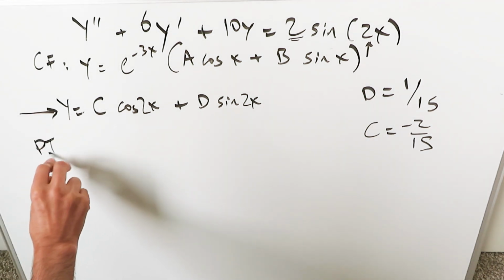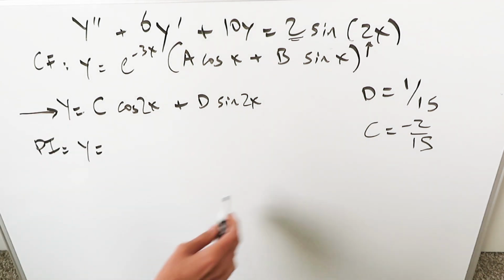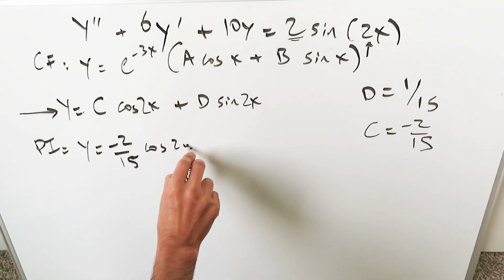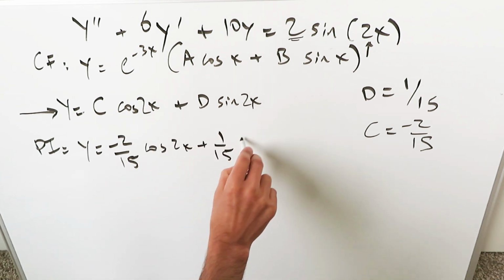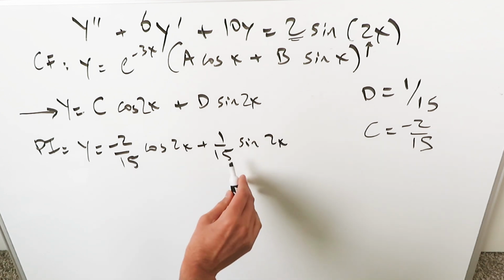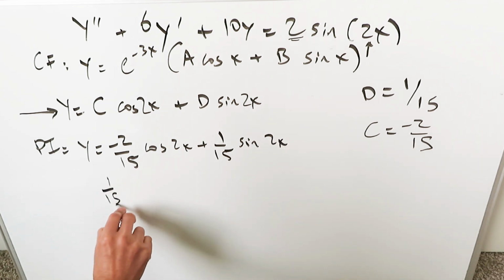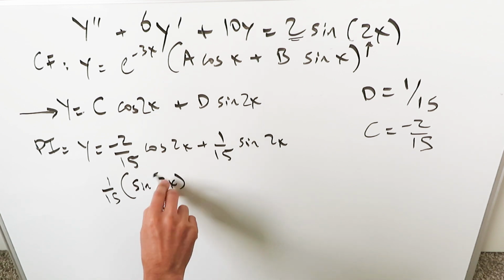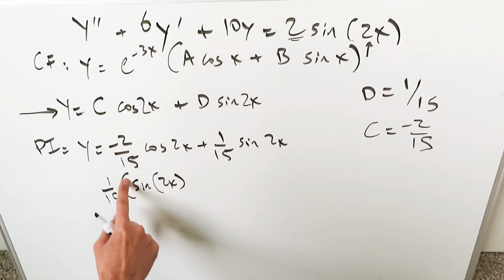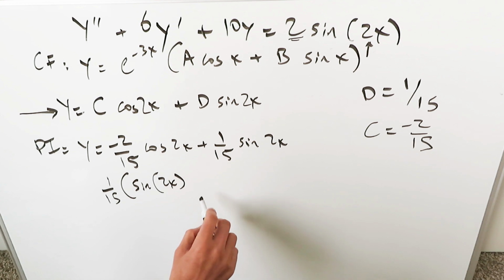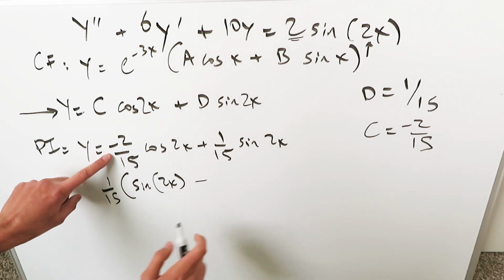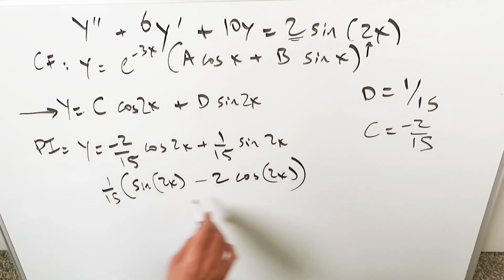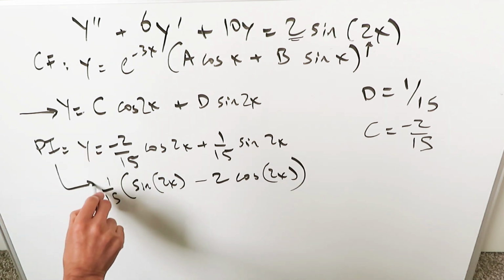Your particular integral is going to be y is equal to minus 2 over 15 cosine 2x plus 1 over 15 sine 2x. You can even isolate a 1 over 15 outside, and then you can do sine 2x because it goes in at one time. There's a coefficient here 1, you don't need to even write it, minus the constant here will be a 2 cosine 2x, and here is our particular integral, and it should be right.